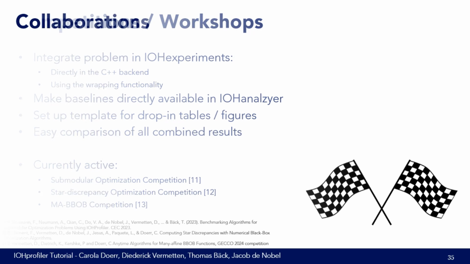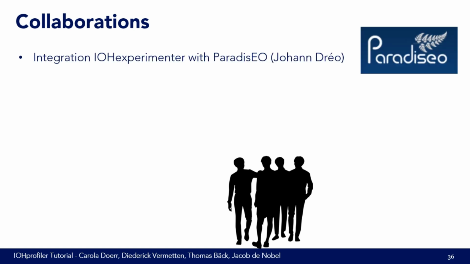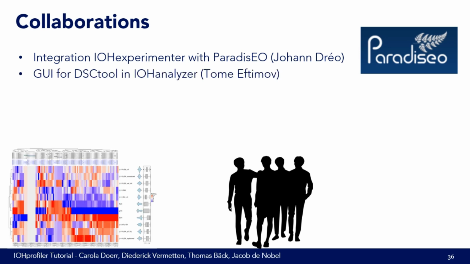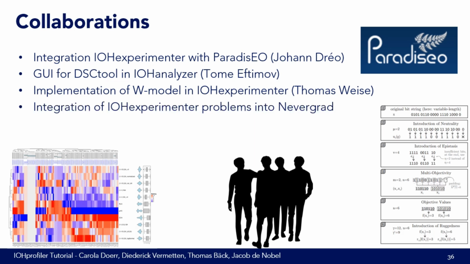And then, of course, IOH Profiler would only be possible thanks to our different collaborations. So this is really the way that we decide what aspects to work on, is to see what people actually want to have and what people want to help us integrate. For example, we have been integrating IOH Experimenter with Paradiso. We have integrated deep statistical comparison in IOH Analyzer, the W model in IOH Experimenter, integration of IOH Experimenter into Nevergrad.